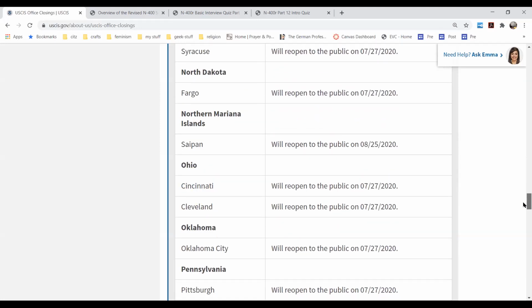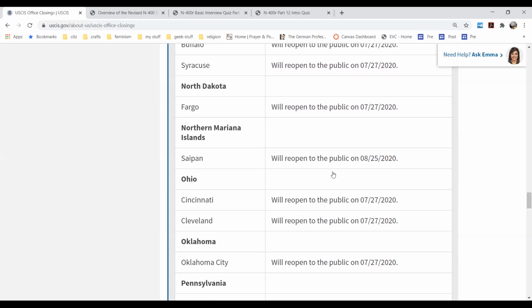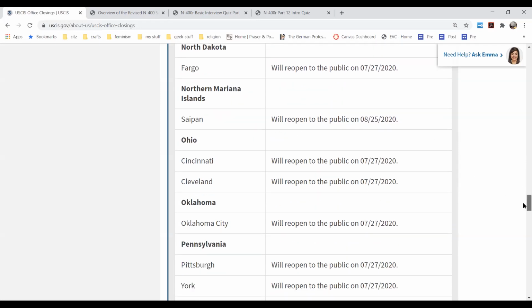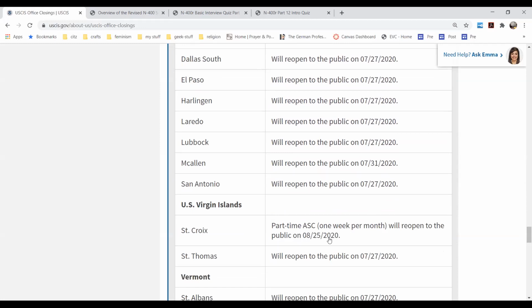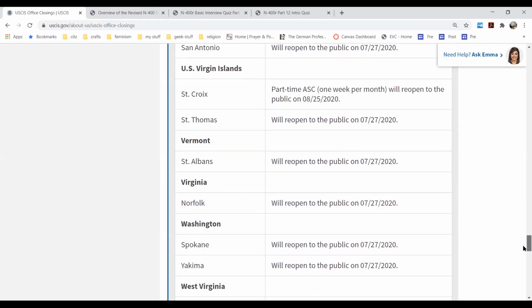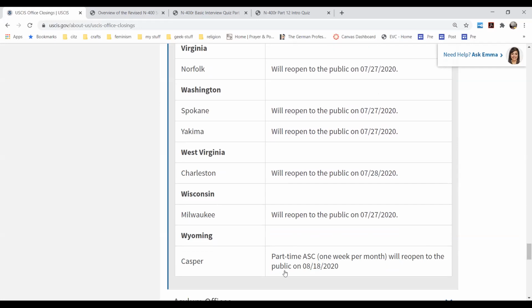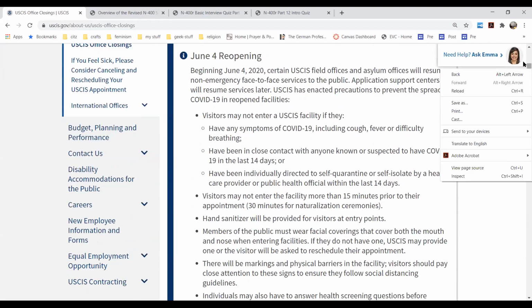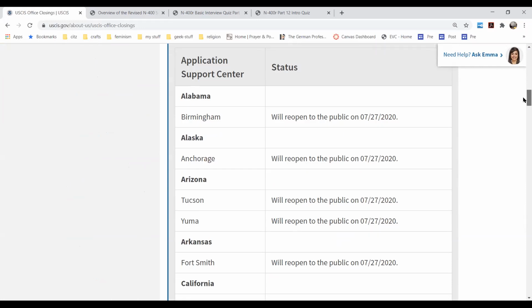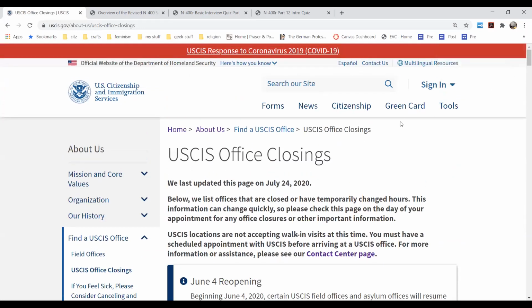Ooh. Let's see. Northern Mariana Islands, again, it's going to be opening on August the 25th. Any other one that's going to just be open partially? Oh, here we go. The Virgin Islands. So these are offshore. These are not in mainland, though. But Wyoming. It's mainland. I wonder if a month already. Oh, man. I wonder if Lynn Cheney knows about that. So anyway, yeah, she's fighting the good fight. So again, the people are still working on the office open closings.